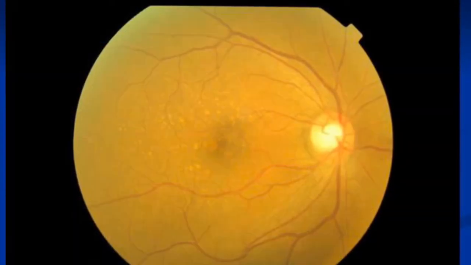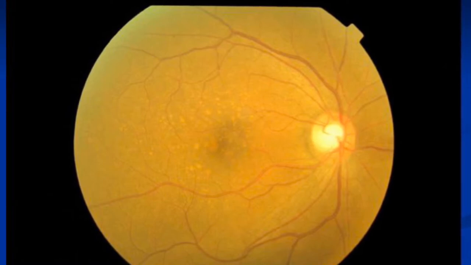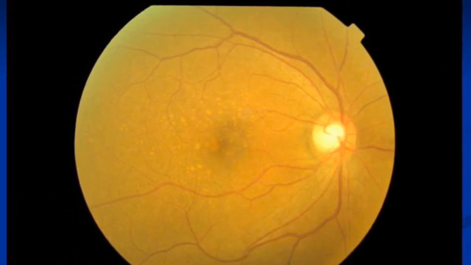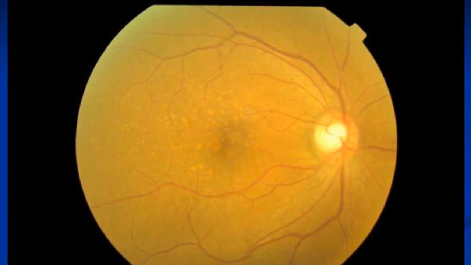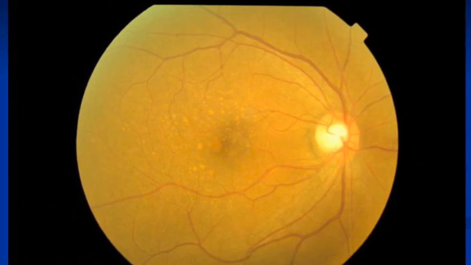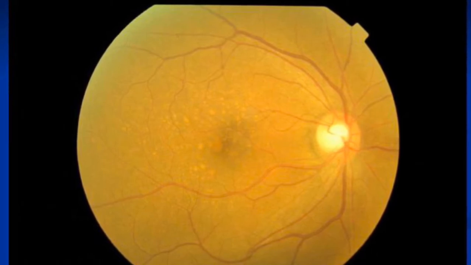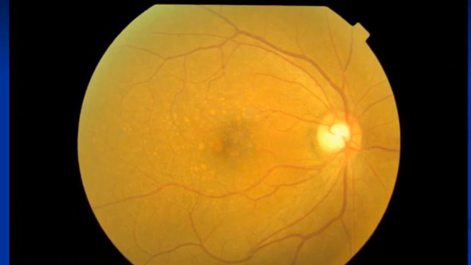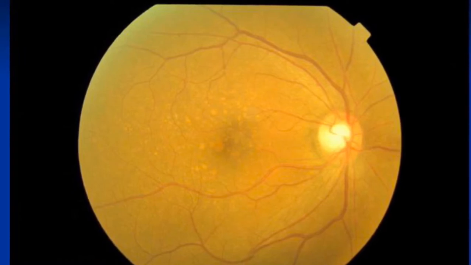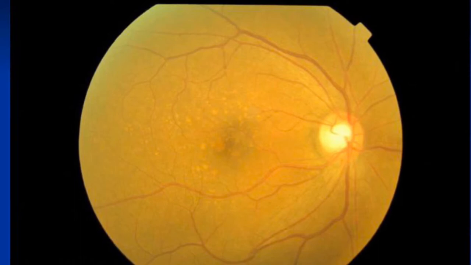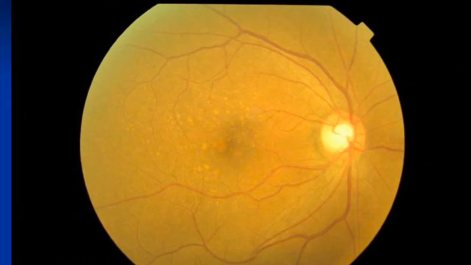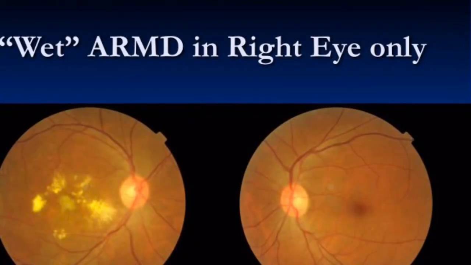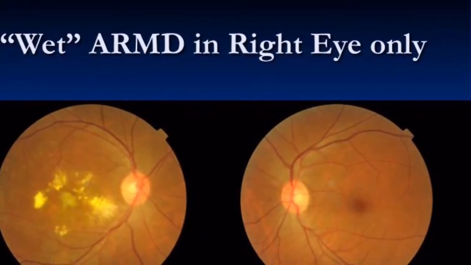Fortunately, not all patients with ARMD have visual distortion or vision problems. By far, the most common form of ARMD is the dry form of AMD, where there isn't any swelling of the retina, and this usually manifests as little yellow spots scattered in the macular region, as seen in this picture. These yellow spots are believed to be accumulation of waste products from the metabolism of the retinal cells. Many people have this condition for many years before it deteriorates into a more severe form.